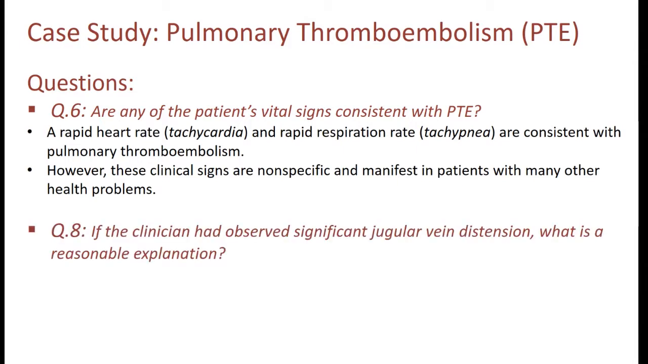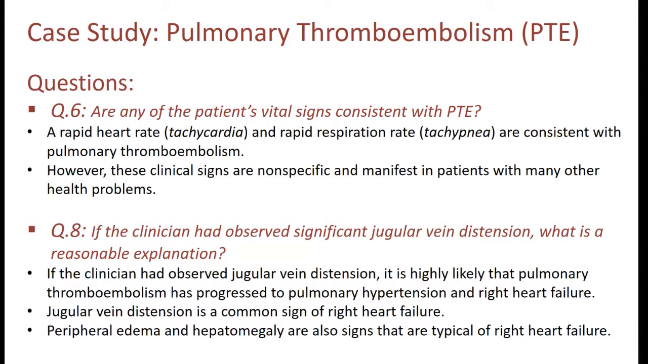If the clinician had observed significant jugular venous distension, what is a reasonable explanation? What can elevate the jugular venous pressure in a pulmonary embolism case? This could have been due to a sign of right heart failure. This will tell you that this pulmonary embolism has progressed to pulmonary hypertension, and you have right heart failure, and that's why you have elevated jugular venous pressure. And peripheral edema, hepatomegaly are also signs that are typical of right-sided heart failure that complicates big pulmonary emboli.